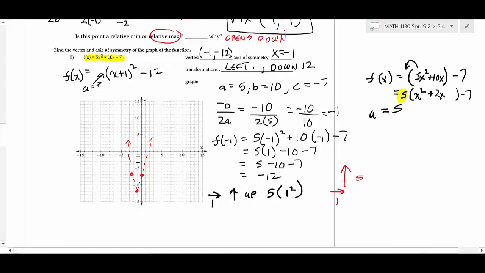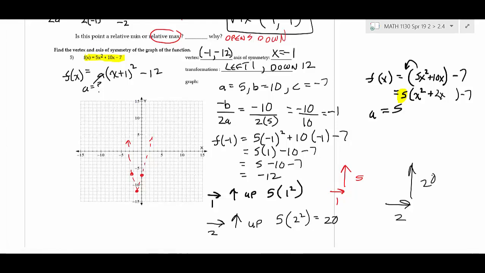The other thing I want to mention is, if you went over 2, then what would you do? You would go up 5 times 2 to the second. So that would be 5 times 4, so that would be 20. So you would also go over 2 up 20. Okay, so you have to figure out what a is to figure out how to get those points. Does that make sense to you?